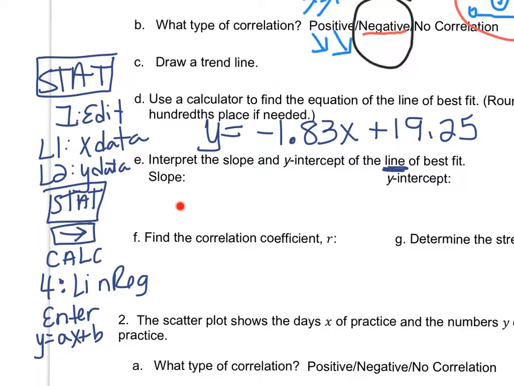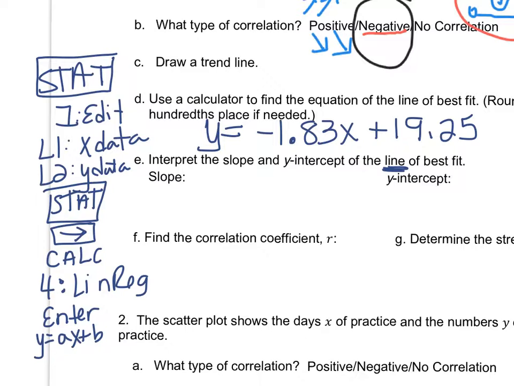Well, the slope means that our sales are decreasing, negative. They're going down by almost $2 million every week. And in our situation, this y-intercept has no meaning because there's no sales in week 0. So it's just kind of where we went back to get to the y-axis. So this has no meaning in our current situation.